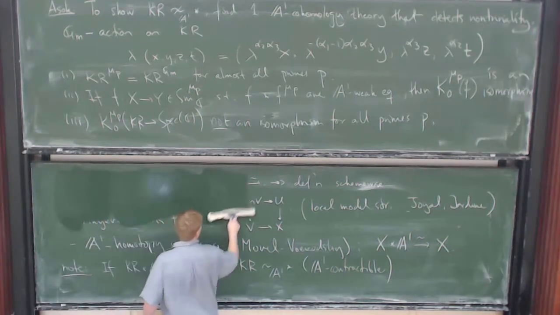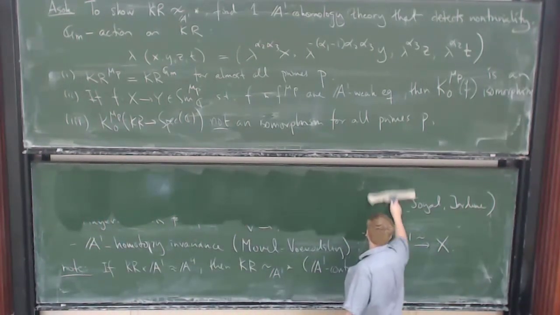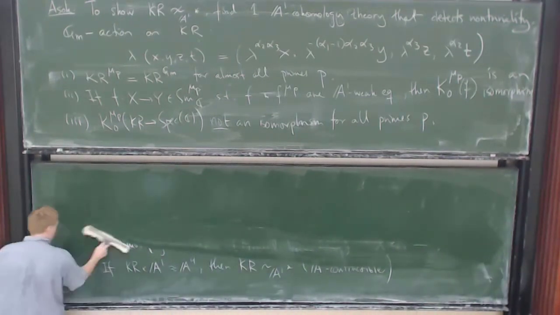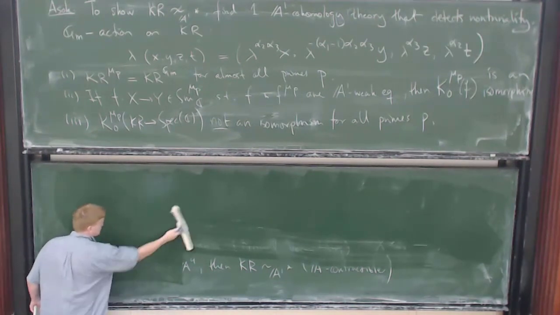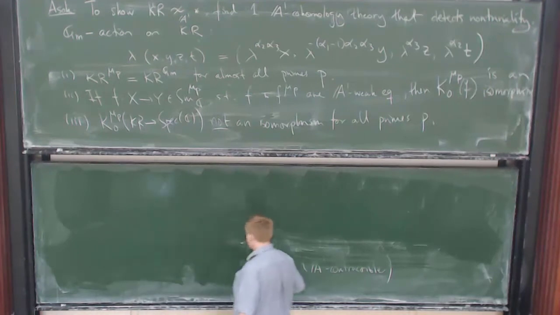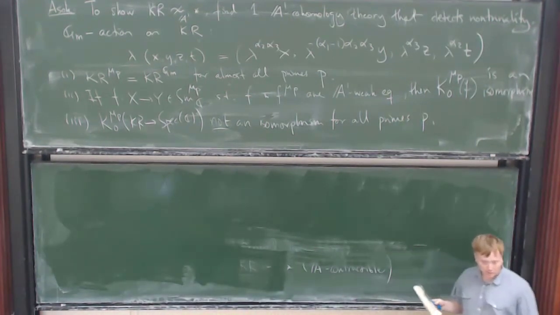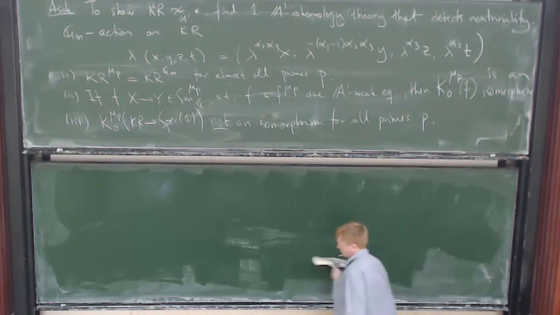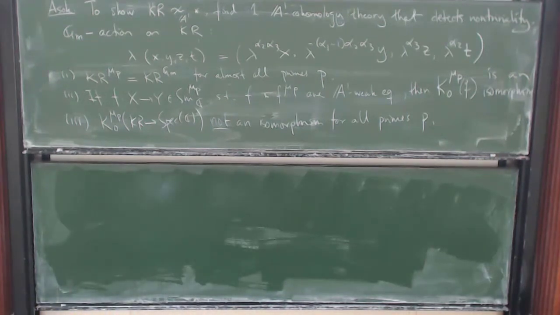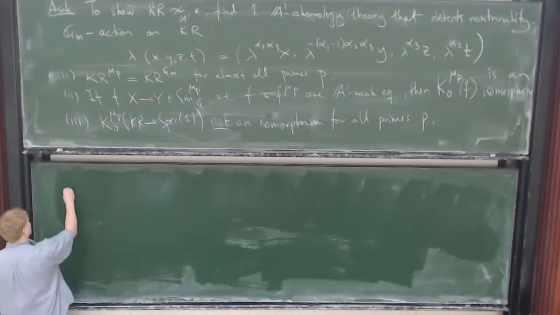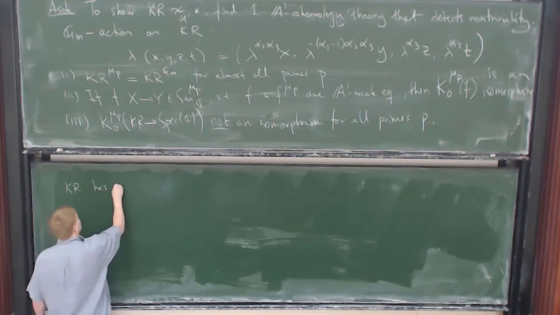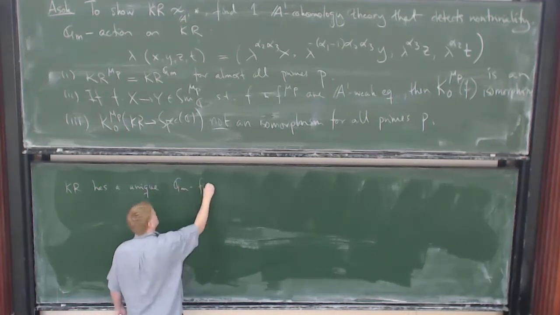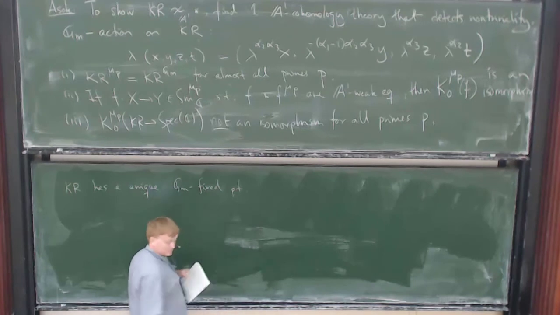So I claim that combined, those three steps tell us that Kr is not A1 contractible. Let me try to explain that. First of all, the Gm action on Kr has a unique fixed point. The only fixed point is the origin. So note here that Kr has a unique Gm fixed point, the origin.